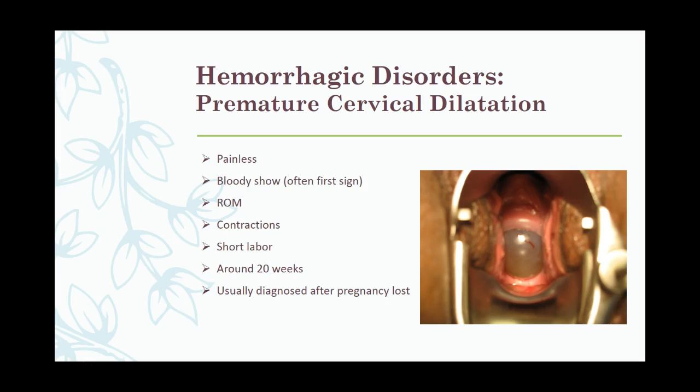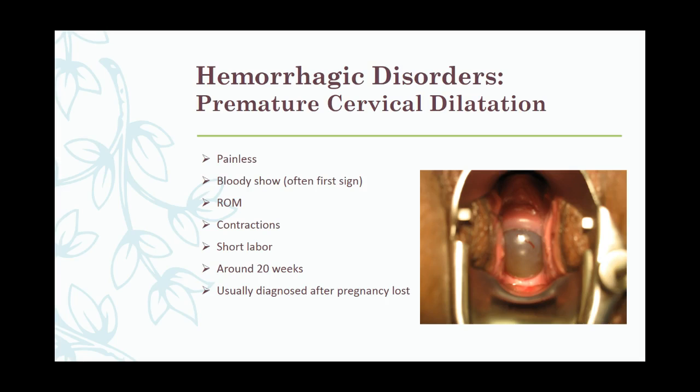The first sign often for these people is bloody show. Bloody show is something you see as women start to dilate their cervix, and it's a mucousy, bloody looking discharge from the vagina that has to do with the cervix starting to open. These people may also experience rupture of membranes, so we may see amniotic fluid draining from the vagina as well. They may have contractions, but oftentimes it is painless.